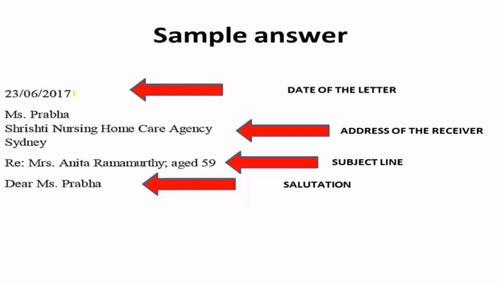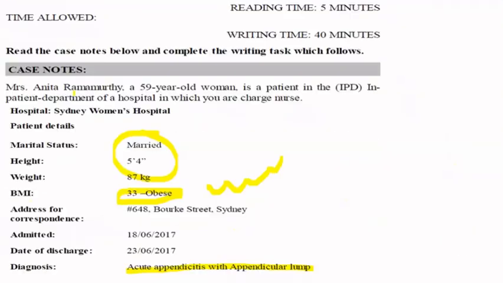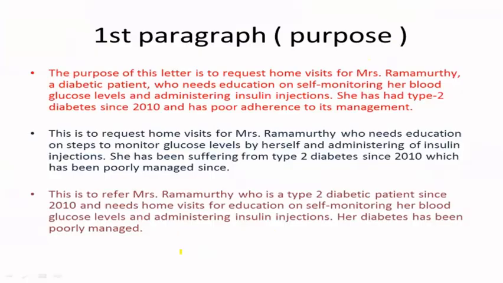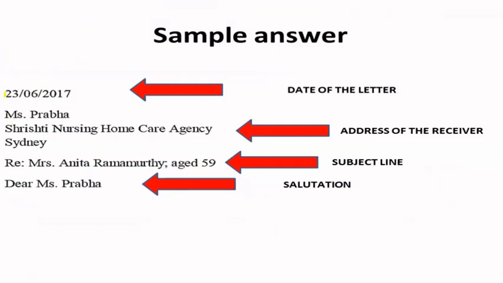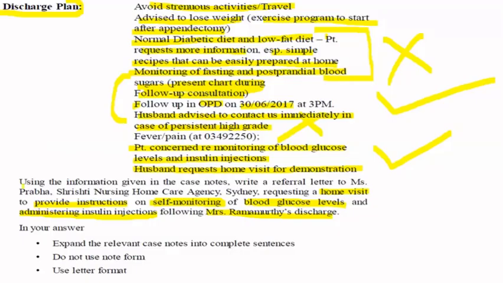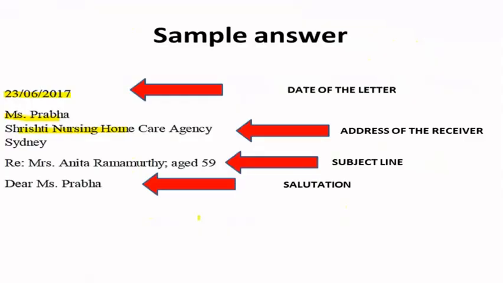See what is the date here. If you look at this, we know that it is discharge date 23/6/2017. So that is the date I think we have written here. Okay. Then Miss Prabha Srishti Nursing Home. This is something that you have to take from here. See, Prabha Srishti Nursing Home Care Agency. Address of the receiver. Okay. Then you have this thing regarding RE. Miss Anitha Ramamurthy, aged 59, and her age is mentioned.